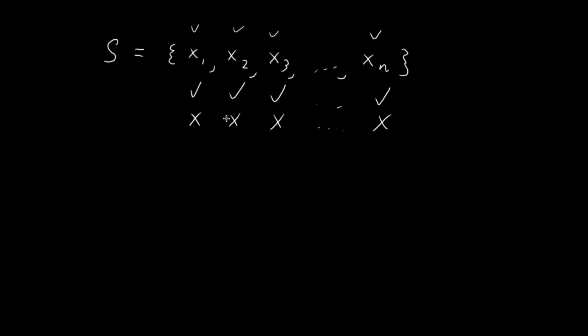And so that means the total number of possible subsets that you can generate is just 2 times 2 times 2, n times. So you have 2 multiplied by itself n times, which is just 2 to the power of n. And so this is why the power set of a set S with n elements will have 2 to the power of n elements, because there are 2 to the power of n number of possible subsets you can generate from this set S.